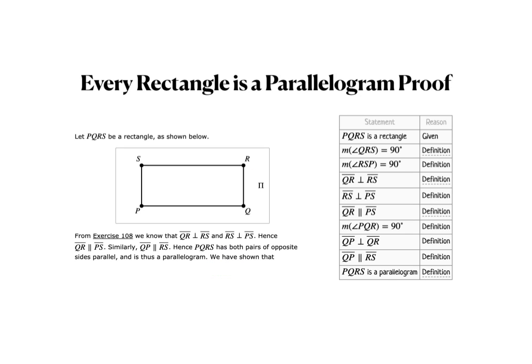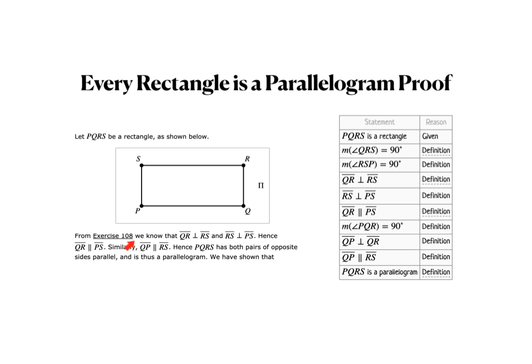Here's an example of a two-column proof that shows that every rectangle is a parallelogram, and also a paragraph proof. The paragraph proof is on the left. So in our paragraph proof, it says, let PQRS be a rectangle as shown below. PQRS. Notice as we name our quadrilateral, we never skip vertices. We can go counterclockwise or clockwise, but we cannot skip a letter.